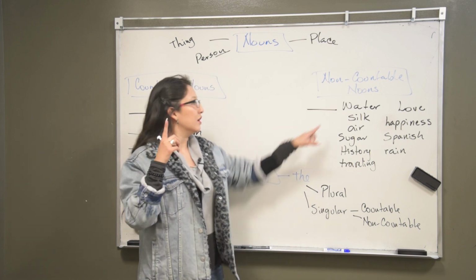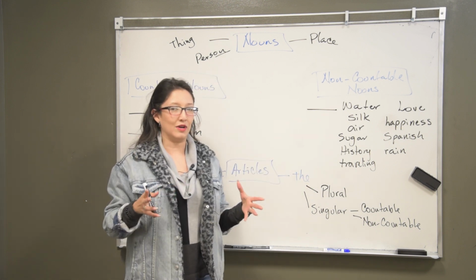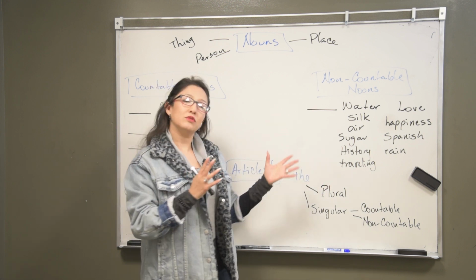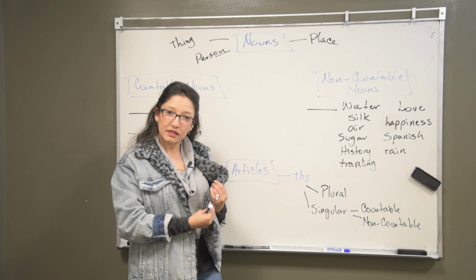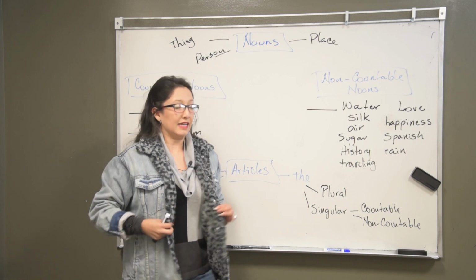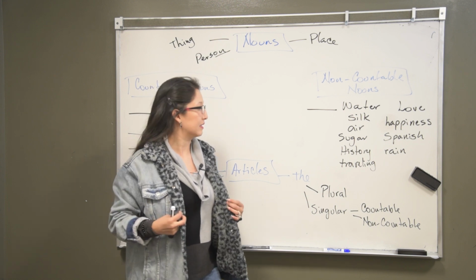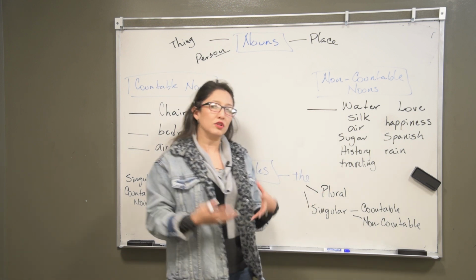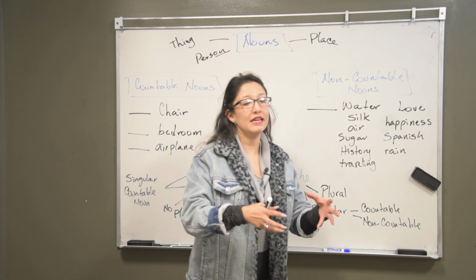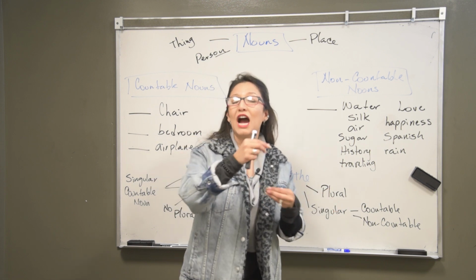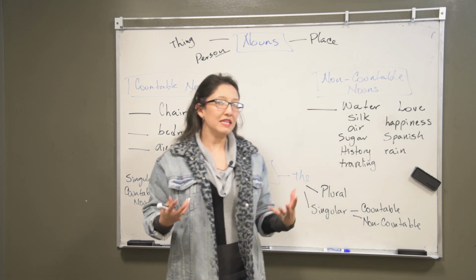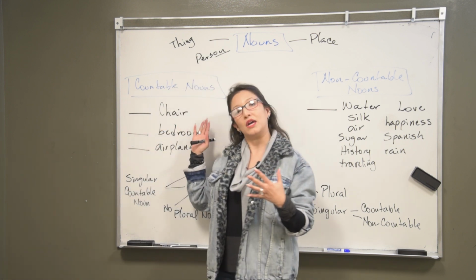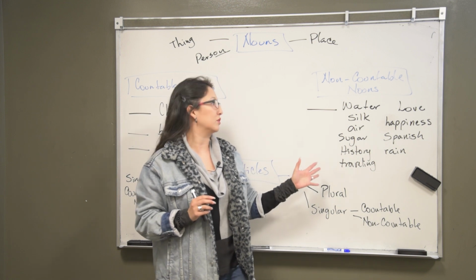Let's think about it. Water. Can I count water? No, I can count cups of water. See? Can I count silk? Can I count the material? No, I cannot count the material. I can count the jacket, but not the material. Air. Can I count air? Can I count sugar? So it doesn't make sense if we take the noun and we try to count it, right? So when we explain that to the student, it is easy for them to understand what's the difference between the ones that are countable and the ones that are not countable.